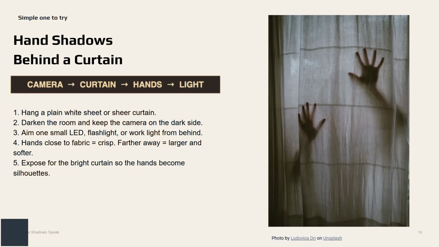This gives you several ways to experiment. Try one hand, 2 hands interacting, a recognizable hand shape, or a hand holding a small recognizable object. Expose for the bright curtain rather than for the hands. On a phone, tap the illuminated fabric and lower the exposure slightly. The curtain should retain some detail while the hands become dark silhouettes. Take several versions. Move the hands, change their distance from the curtain, and adjust the position of the light.